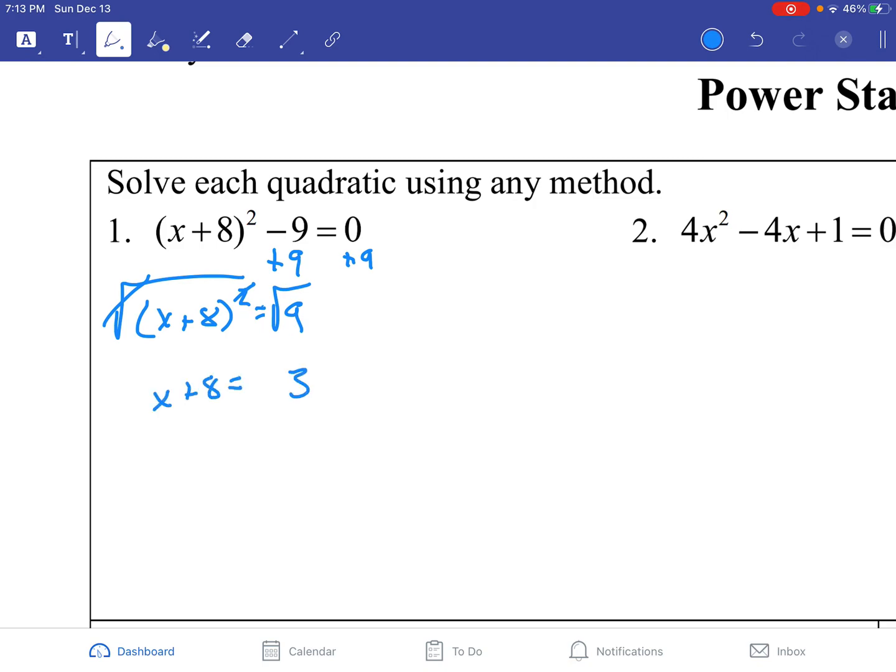When you take the square root of 9, which is 3, you have to remember to put plus or minus. There are 2 possible answers for that question. Next, we're going to subtract 8 from both sides. So x equals negative 8 plus or minus 3.